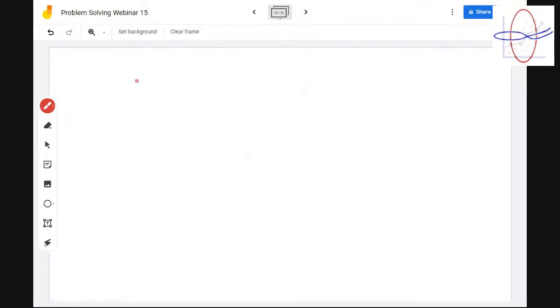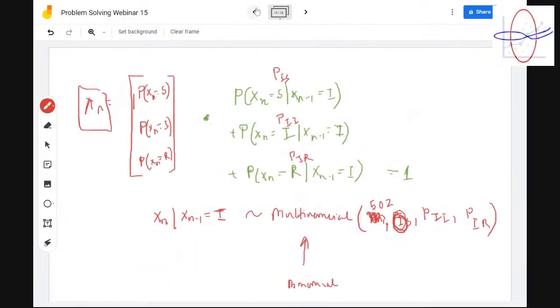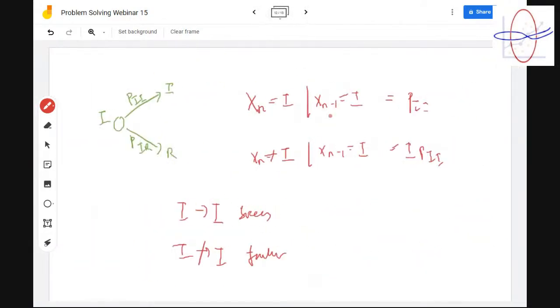Sir, this slide. How will you say that I goes to I in words? The mathematical part I got, but how do I get it in words? What does it mean basically?